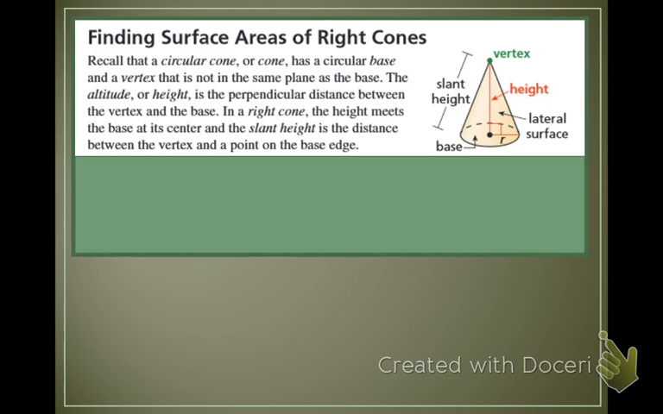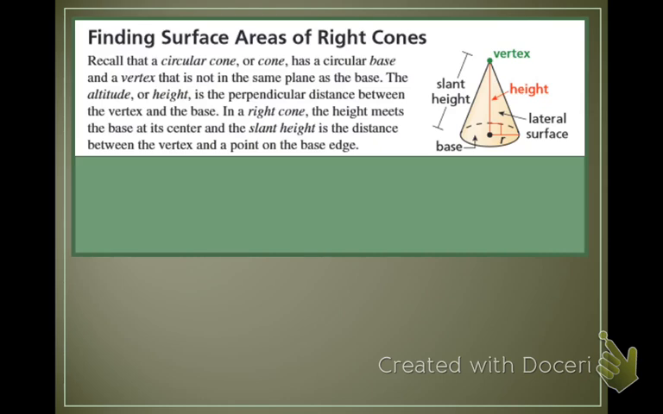Recall that a circular cone has a circular base, and it is opposite of the vertex. The vertex is the point where it all comes together, and it's also not in the same plane as the base. The altitude or the height, so that would be this red right here, is the perpendicular distance between the vertex and the base.